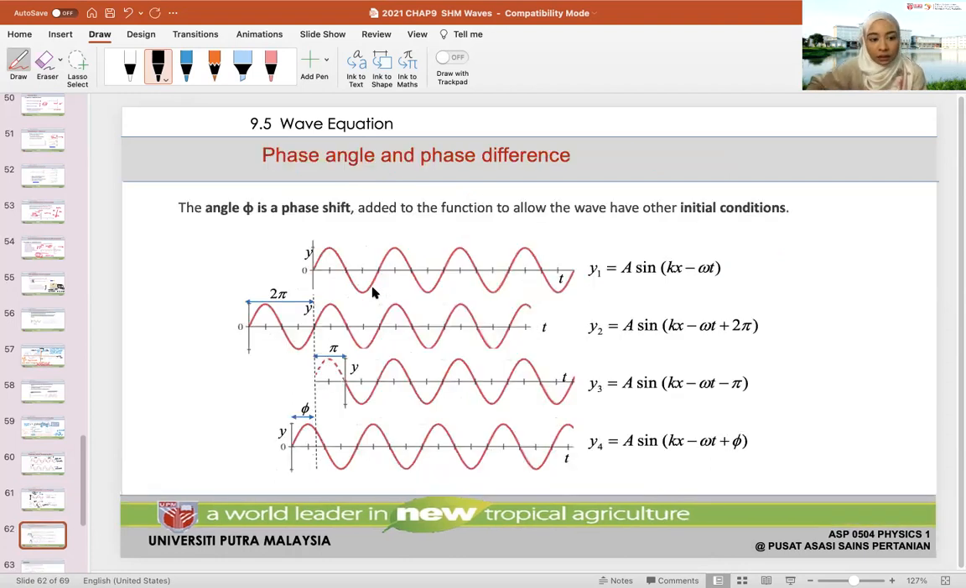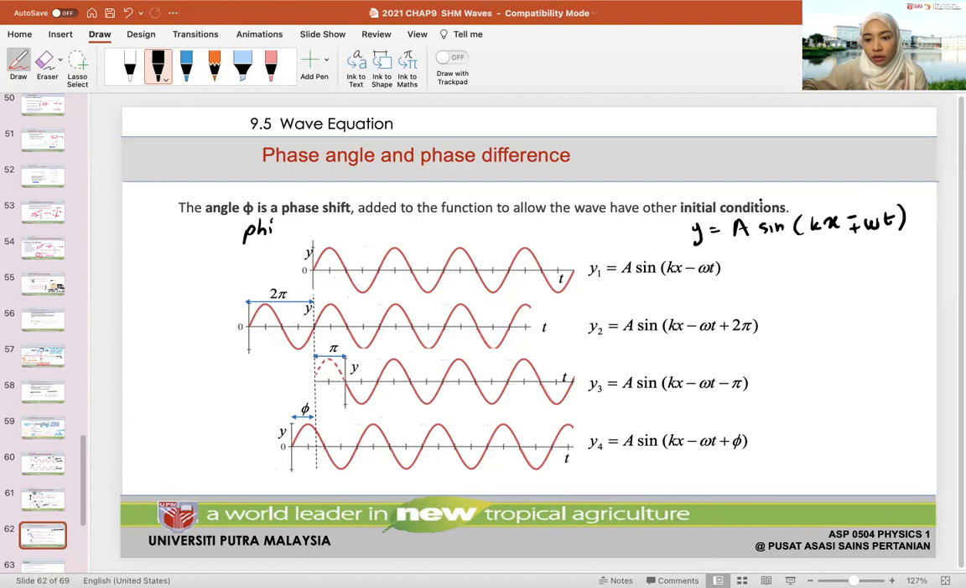Okay. And then the last term that I'm going to introduce to you guys for today is angle phi. Phi or phi? Phi, good. Let's call it phi first. I hope I'm right. Forgot this name. So the angle phi is a phase shift, added to the function. What function? This function, A sine kx minus plus omega t. So this function is already difficult, and now they want to add phi. Why? Because sometimes they want to change the initial condition of the wave.